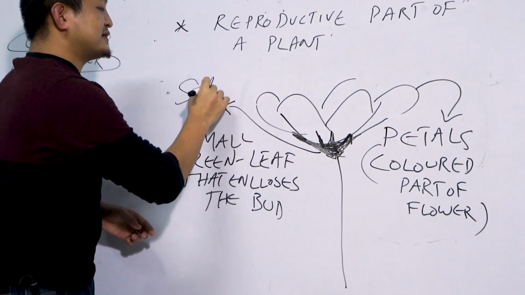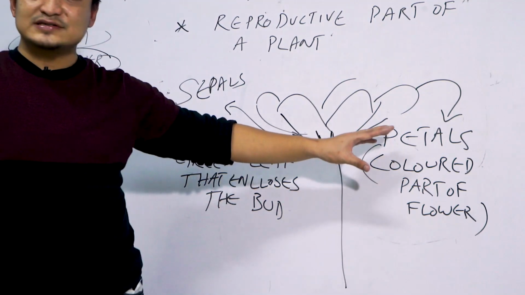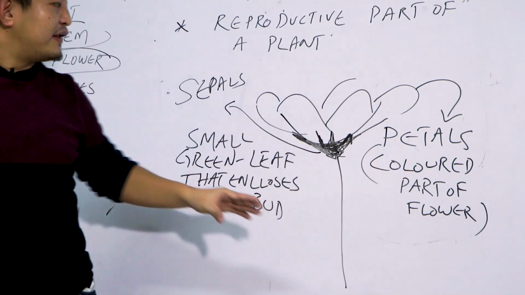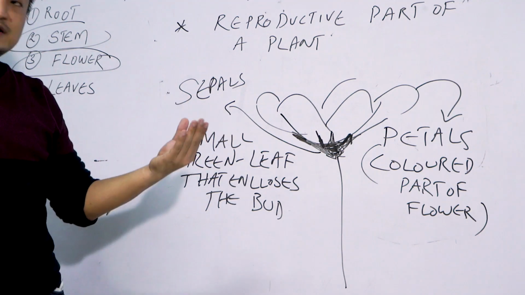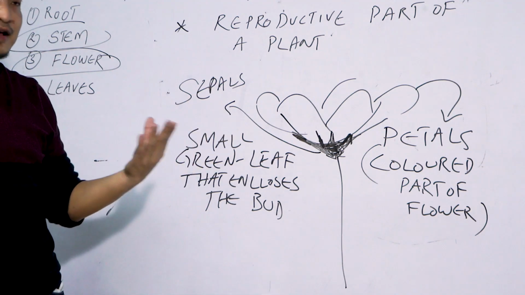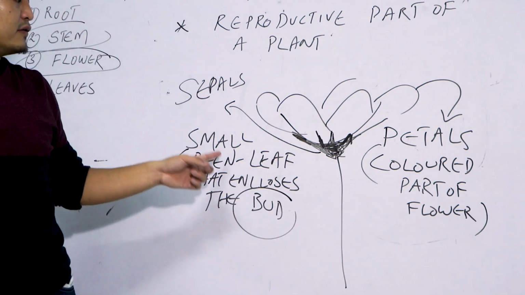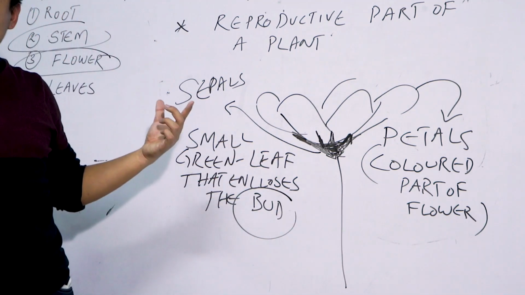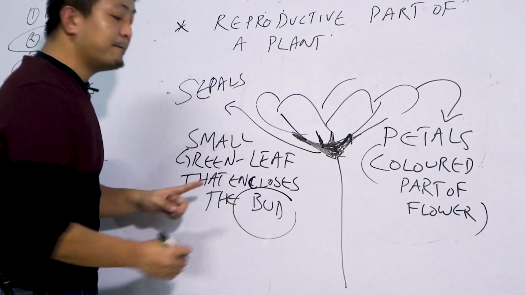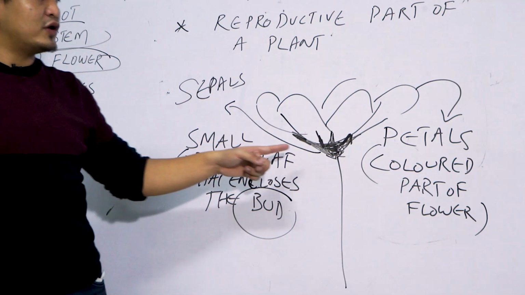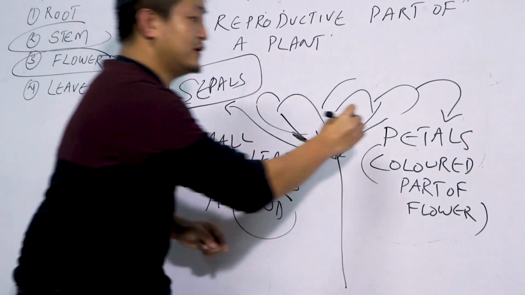sepals, S-E-P-A-L-S. Don't get confused, students. Petals is the color part of the flower, and sepals is the small green leaf-like structure that encloses the bud. So I'm sure you are clear with these two points.